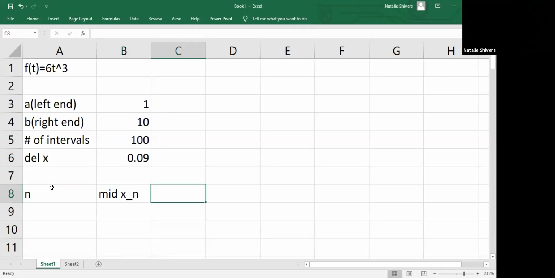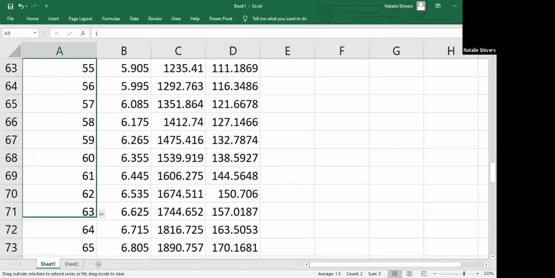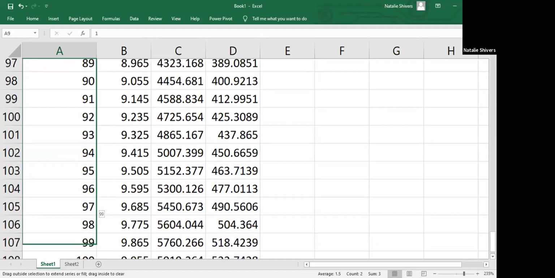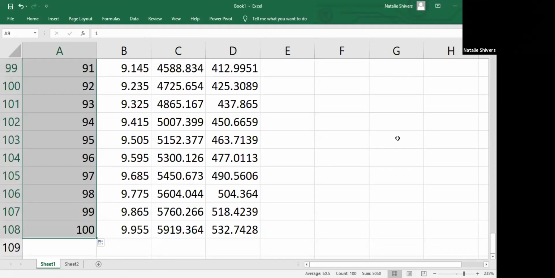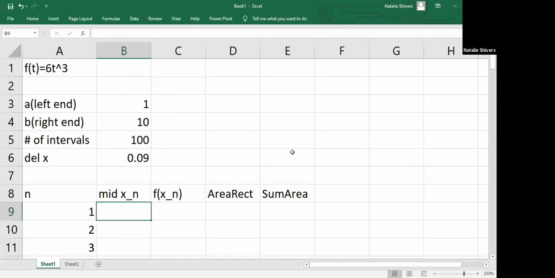We're going to do f of x sub n. We're going to do the area of the rectangle, the sum of the area, and we're going to do 1, 2, drag it down to 100. So as you can see, I only deleted the first rows from the first attempt, but that's okay. We'll be fine.